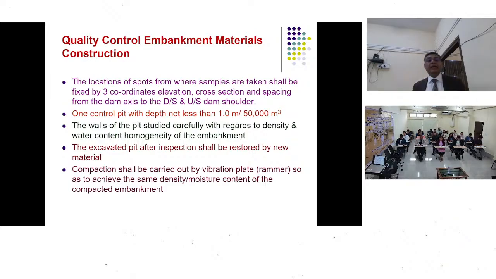One control pit with depth not less than 1 meter should be there in the clay core, which is to be backfilled again to the same density in layers. The walls of the pit are studied carefully with regard to density and water content. The excavated pit, after inspection, shall be restored with new material. Compaction shall be carried out by vibratory plate so as to achieve the same density and moisture content as the compacted envelope.